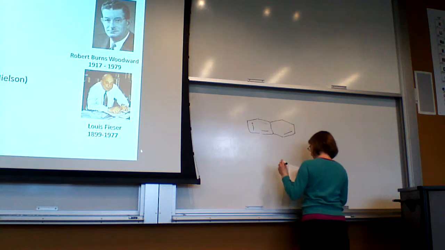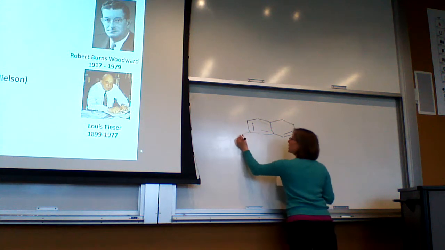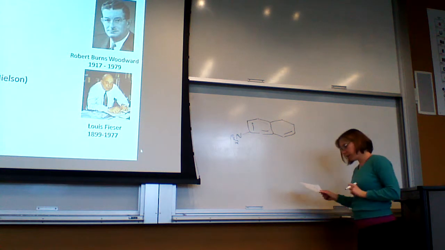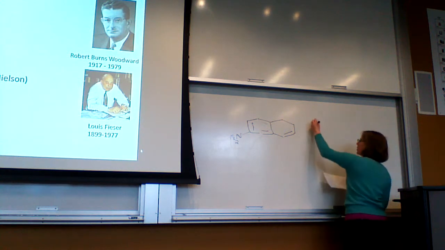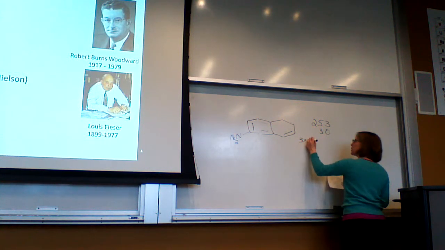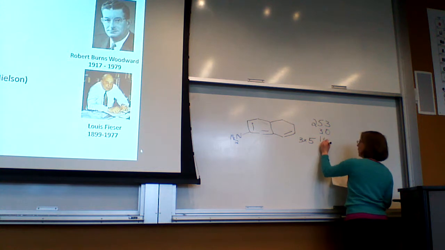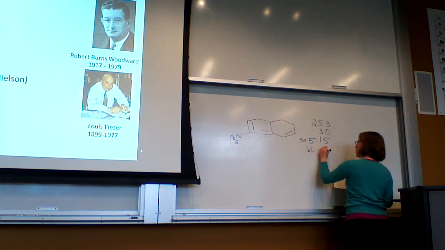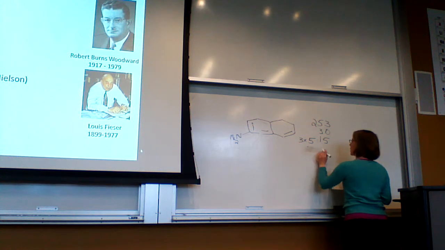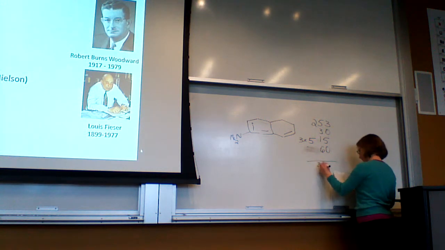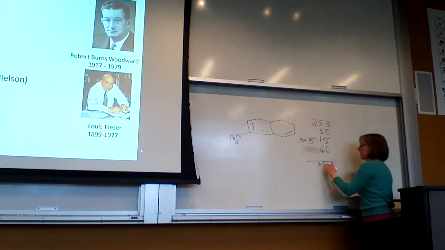My bad. So here is our structure that we started with. We had 253, and 30, and 3 times 5 for the alkyl groups, and 60 for the amine, and we came to the total of 358.